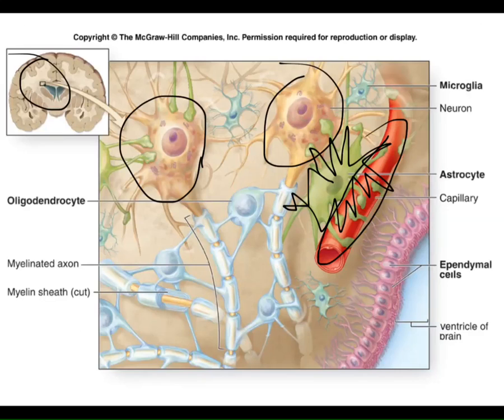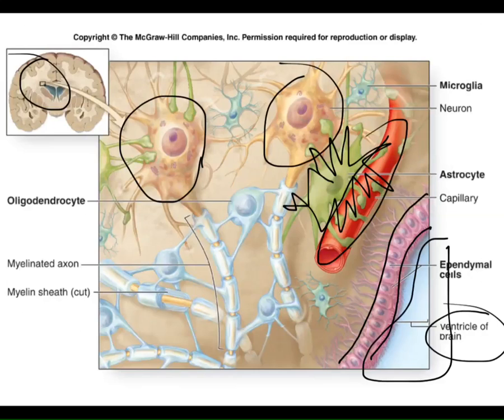Lining these pink cells over here are the ependymal cells. They are epithelial-like cells, and they are lining this fluid-filled region of the brain called a ventricle. We'll see the ventricles when we get to the brain chapter, but there are hollow sections inside your brain, fluid-filled with CSF, and those ependymal cells are lining those areas.